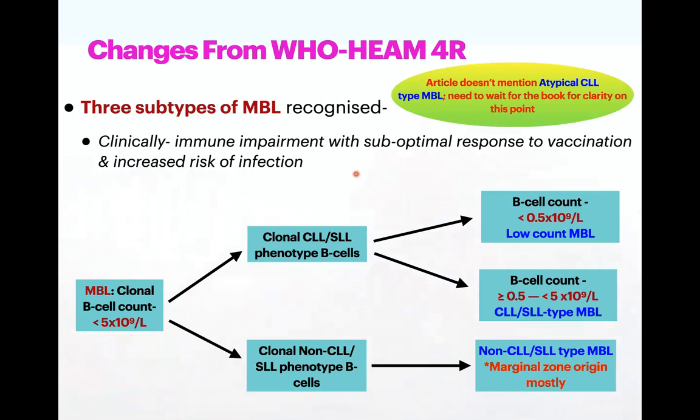But now this article does not talk about atypical CLL type MBL. The atypical CLL type MBL was CD5 positive, CD23 negative, and CD20 bright, while in typical CLL the CD20 is dim and CD23 is positive. So that's why it was classified as atypical CLL. We will need to wait for the book for clarity on what happened to this atypical CLL type MBL.